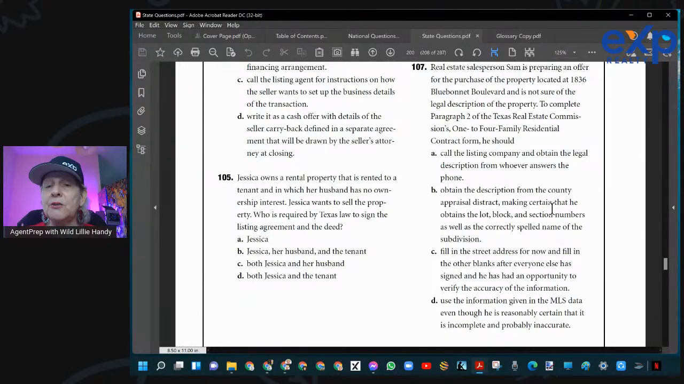B, obtain the legal description from the county appraisal district, making certain that he obtains the lot, block, and section numbers as well as correctly spelled name of the subdivision. So in Texas, we use lot and block, okay? And other states is the rectangular system, which is for acreage. C, fill in the street address for now and fill in the other blanks after everyone else has signed and he has an opportunity to verify the accuracy of the information. Or D, use the information given on the MLS data, even though he is reasonably certain that it is incomplete and probably incorrect.